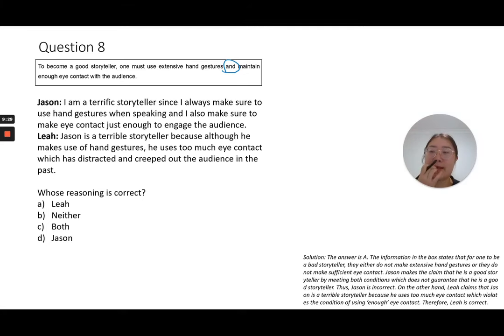So from first glance, this sounds like a perfect example as reference to the box. However, the box does not say that this list is exhaustive. What that means is it does not say that to become a good storyteller, these are the only things you need. These are some of the things you need to become a good storyteller, but it does not guarantee that you will become one if you have these two things only.